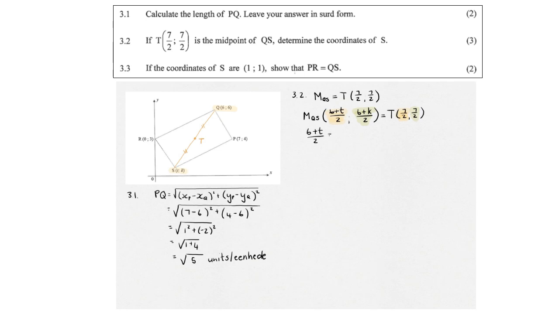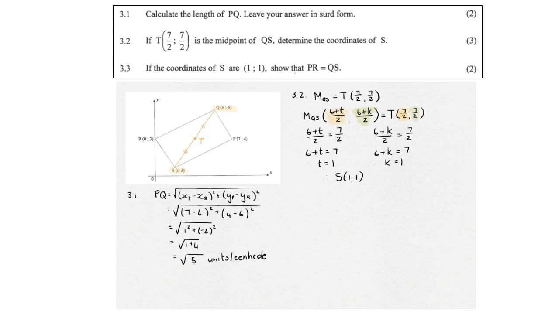So now we set up two equations. The first one is 6 plus d over 2 is equal to 7 over 2. We multiply both sides of the equation by 2, and that gives us 6 plus d equals 7. And then we get that the value of d is 1. Then we do the same with the y-coordinates. 6 plus k over 2 is going to be equal to 7 over 2. We multiply both sides by 2, and that gives us 6 plus k is equal to 7. So therefore, k is equal to 1. And the coordinates of S is then 1 and 1.